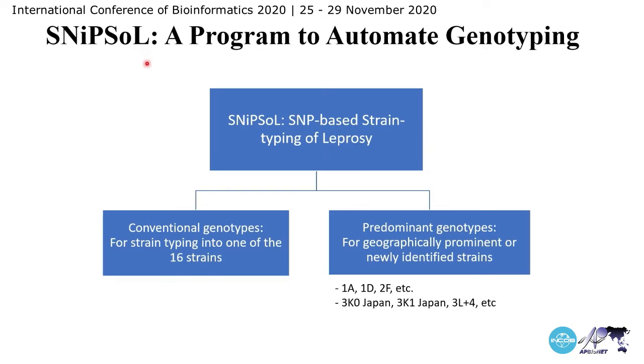So this is the program that we have made to automate this genotyping process. It is called SNPSoL, or SNP-based Strain-typing of Leprosy. It can do conventional genotyping, where it identifies strains based on the typing scheme shown earlier, or it can directly check for predominant genotypes that you might be suspecting. These could be geographically prominent strains or newly identified strains such as these.